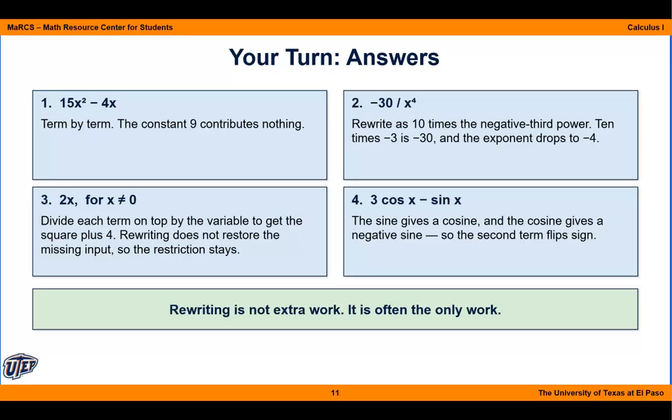For problem 3, divide each term in the numerator by x. The function becomes y equals x squared plus 4, but the original restriction, x cannot equal 0, remains. Therefore, dy dx equals 2x for x not equal to 0. For problem 4, dy dx is equal to 3 cosine x minus sine x. The sine term becomes cosine, and the cosine term becomes negative sine. Rewriting is not extra work. In many problems, it is a step that makes differentiation possible with the rules we currently have.